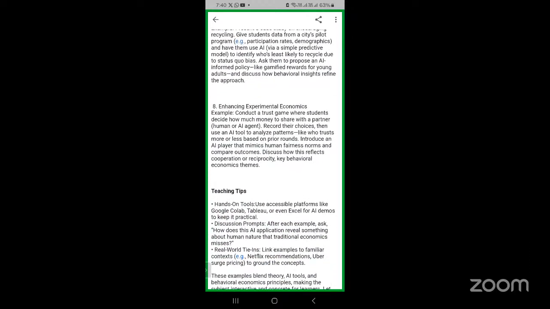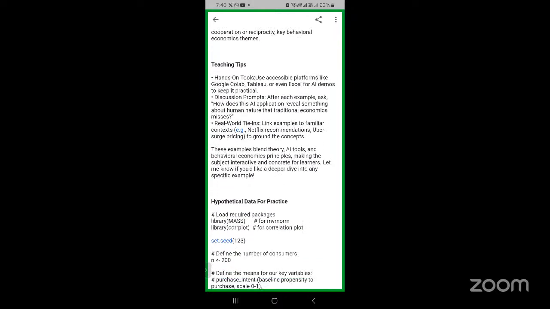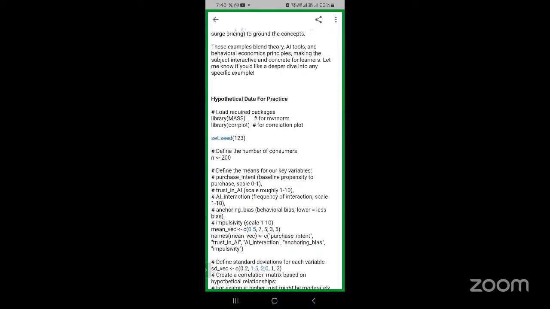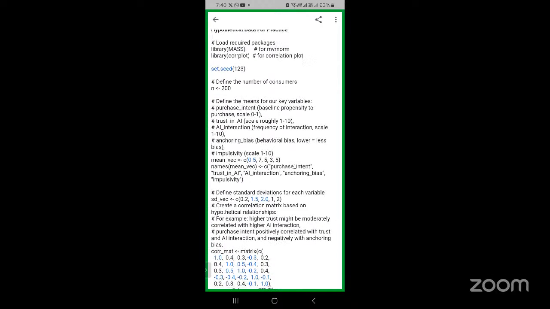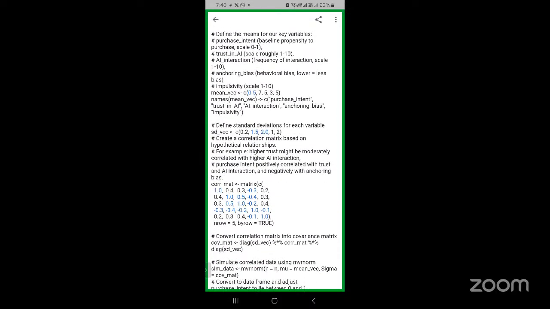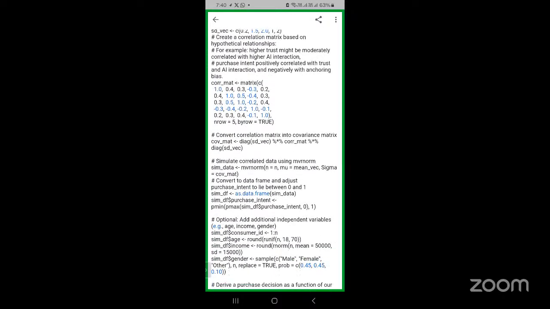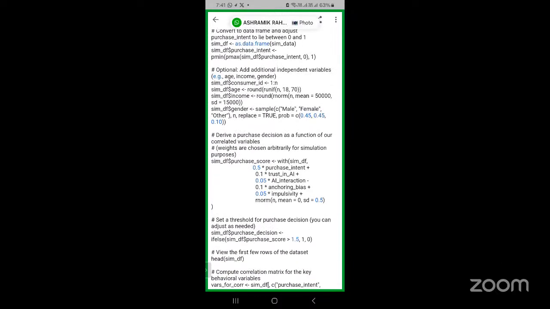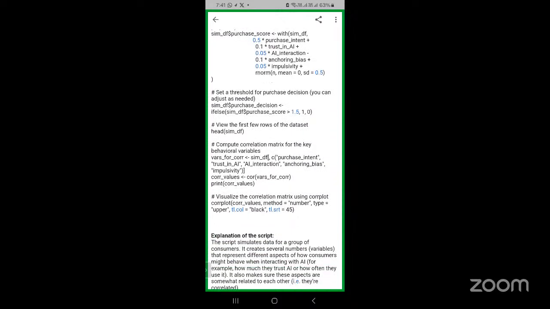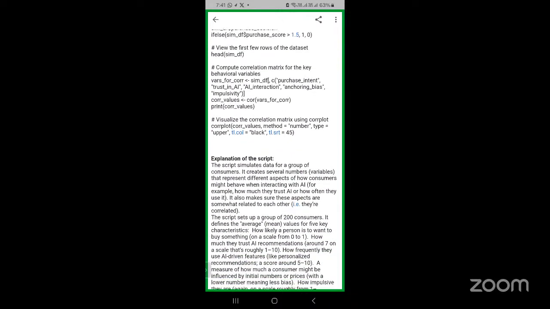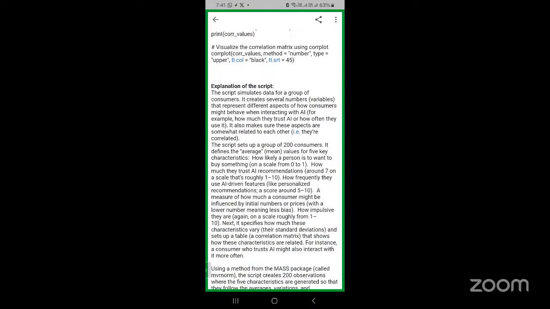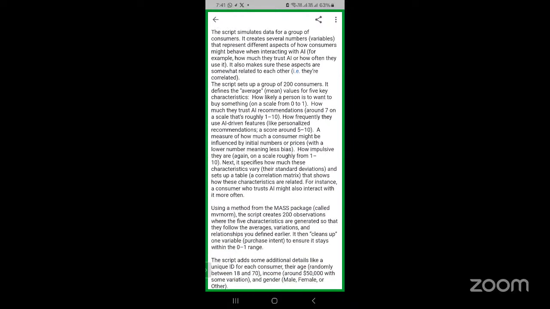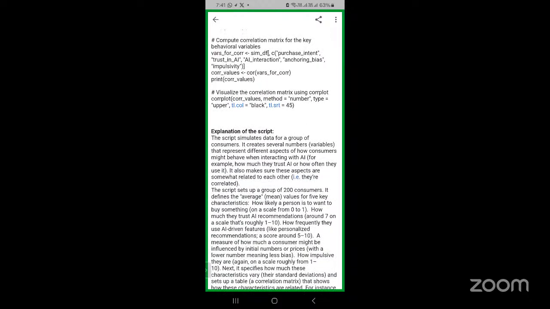So I am suggesting please read the example, and here I have given our program, our script, particularly for hypothetical data for practice. So if you apply this R script, then you can understand many more things. This is very useful. You can just copy and put in your R script window. Then use it slowly one by one, and you will get the result.